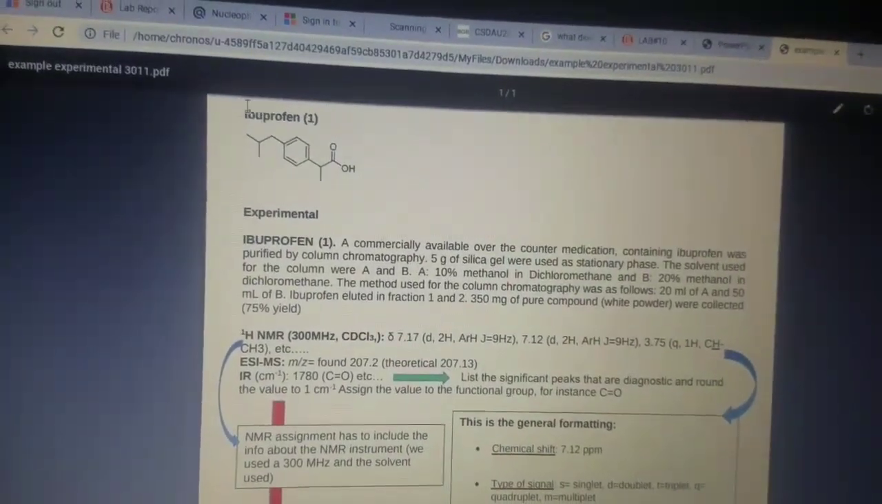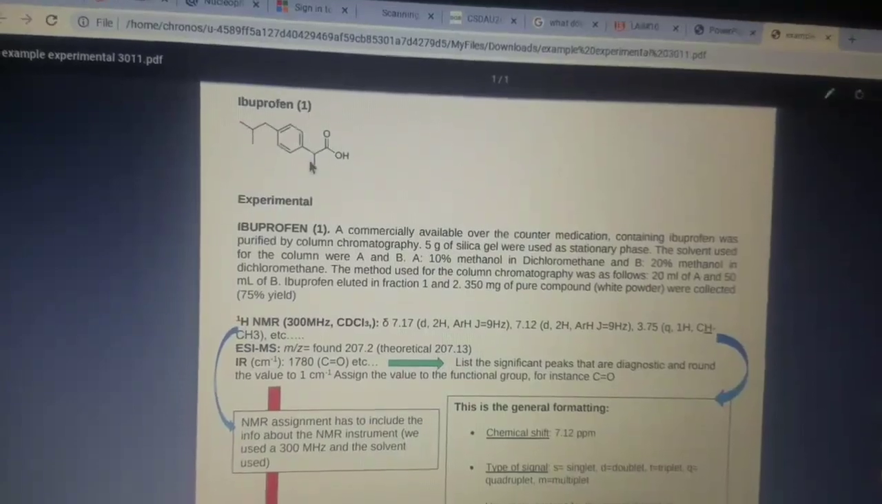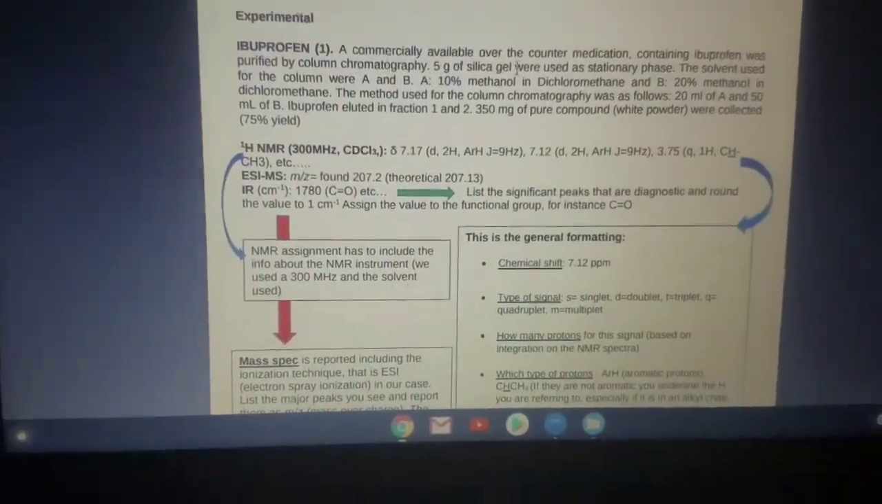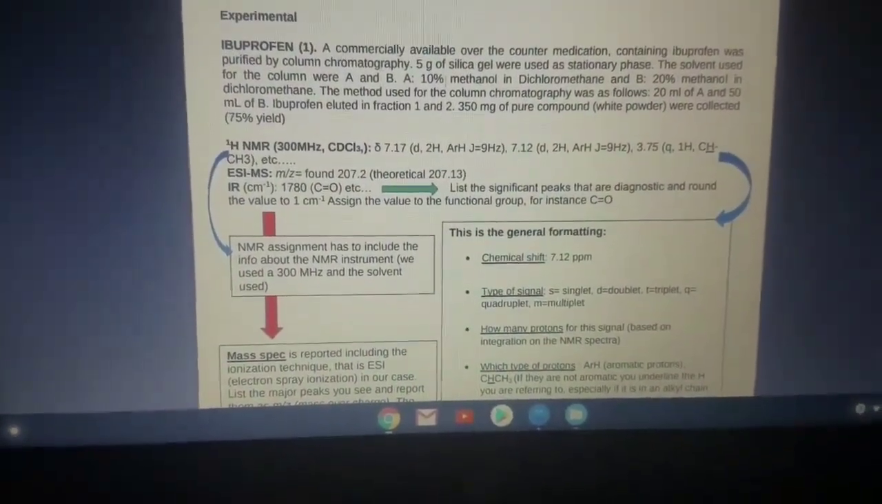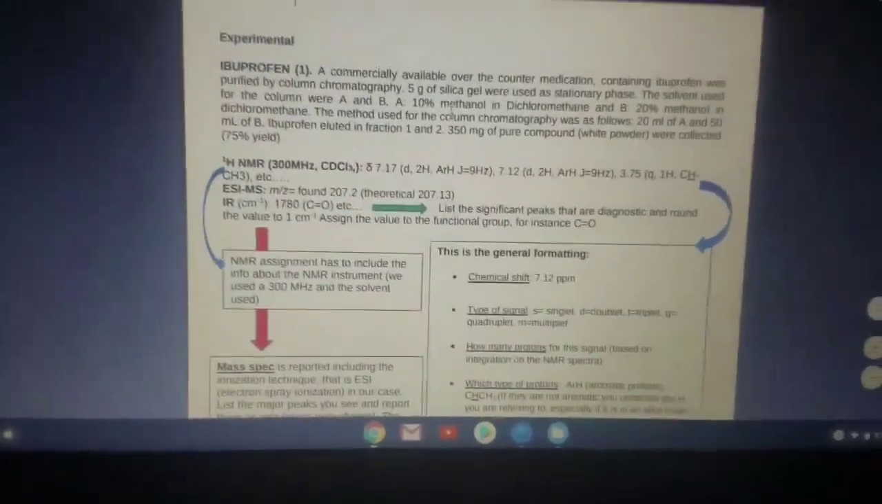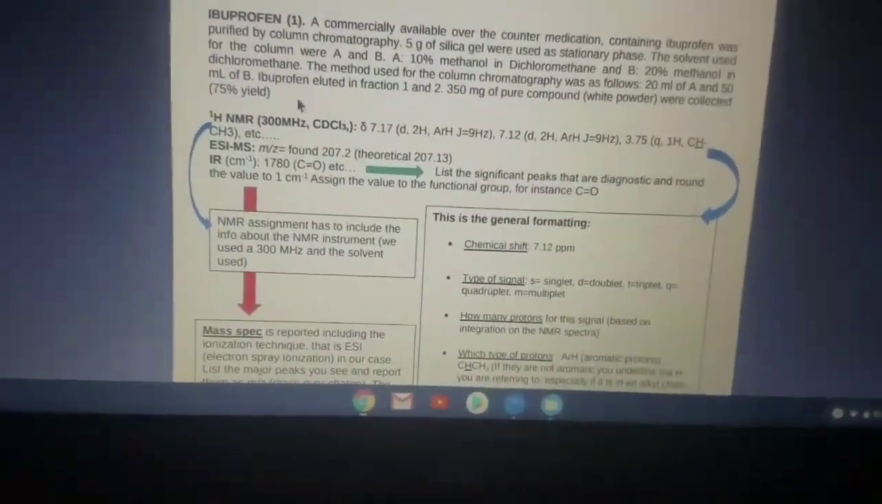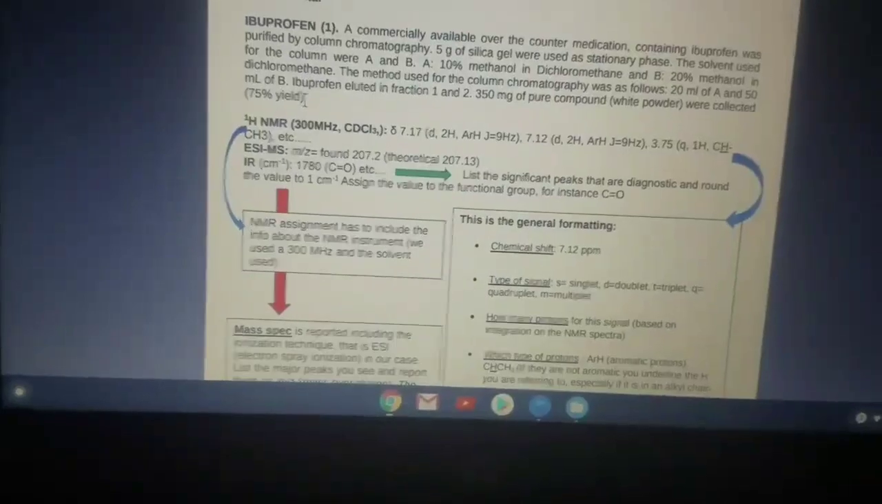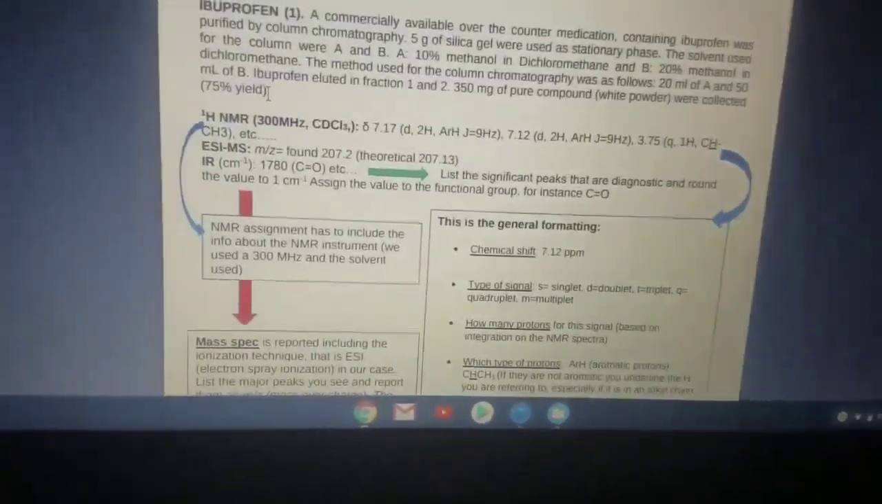So she has some instructions here. This is for you to read, but your experimental is going to start off looking like this. So you have the name of your compound and the picture of it. And then you have a brief description of how she got her compound. So she also ran hers through a column. She used 5 grams of silica. She used 10% methanol. We used something else. Go back and look if you don't remember. And then she has the yield for it. I don't expect you guys to have the yield. That's okay. You don't have to have it because that was last week's experiment.